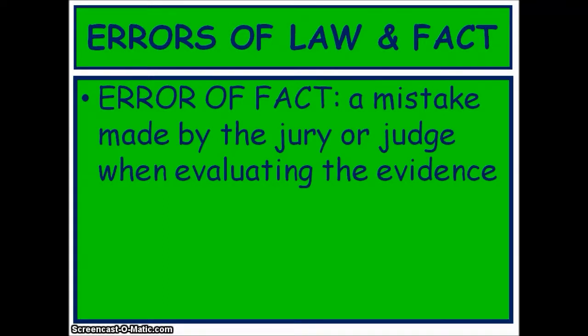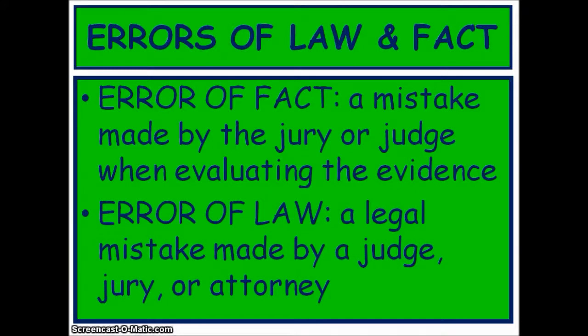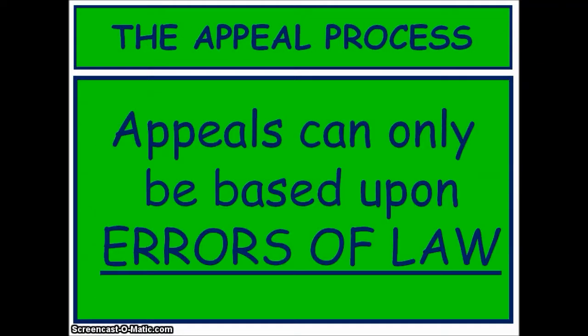Whereas an error of law is a legal mistake made by a judge, jury, or attorney. So a general legal example of an error of law would be if a judge allowed in evidence that should not have been allowed into the trial. Now as far as appeals go, the only type of appeal that can be heard is one based upon an error of law. So an error of fact, in other words, can't be the basis for an appeal.